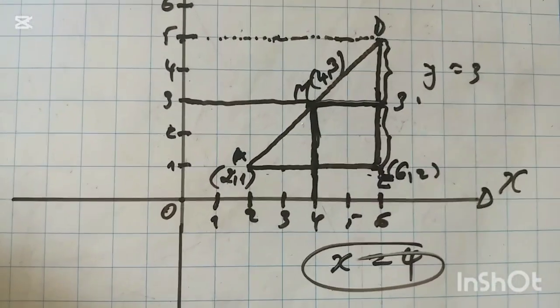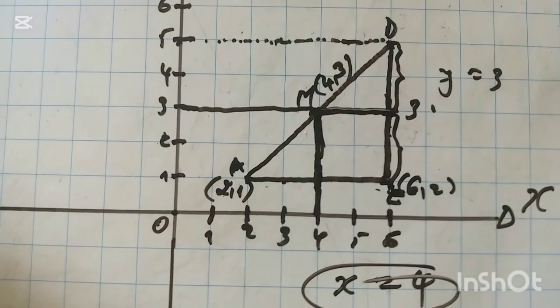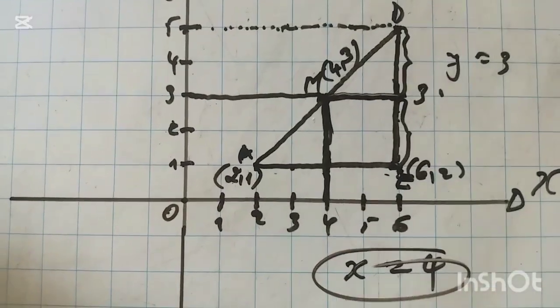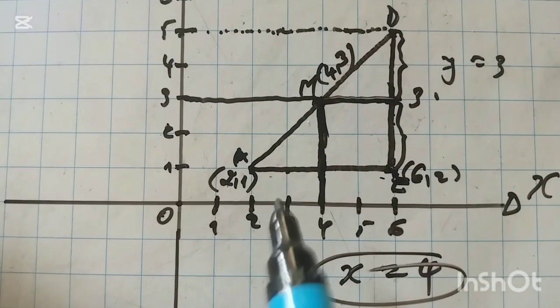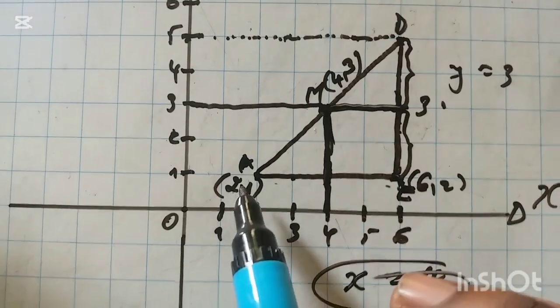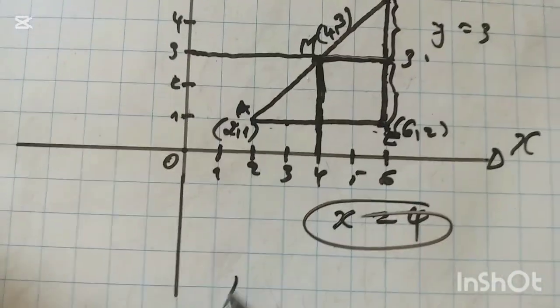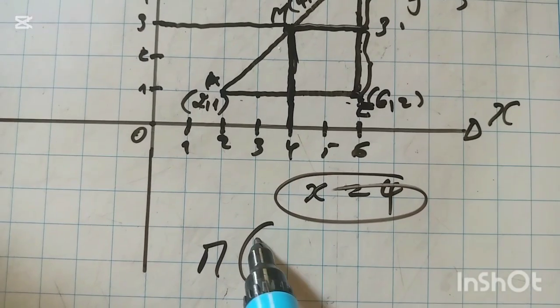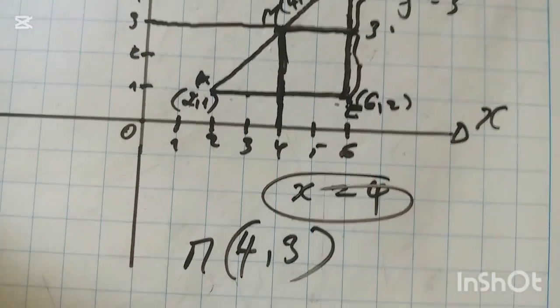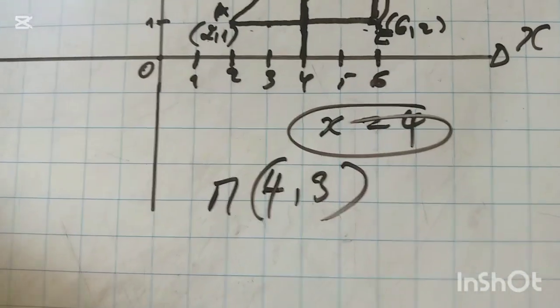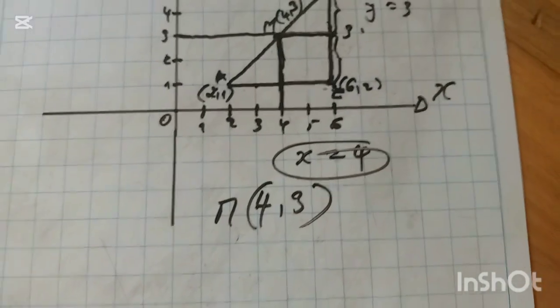Well, this is how to find the midpoint of a given line which is passing through the 2 points given. So my midpoint here will have 4 and 3 as x and y coordinates respectively.